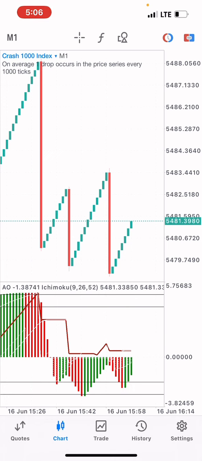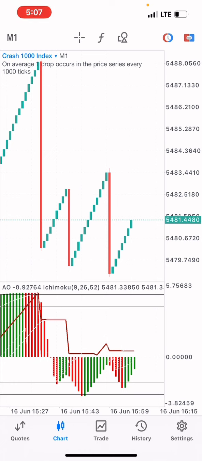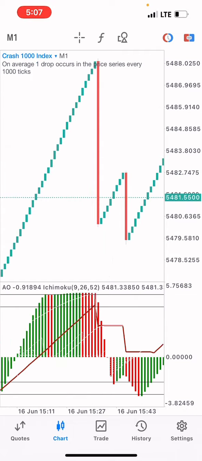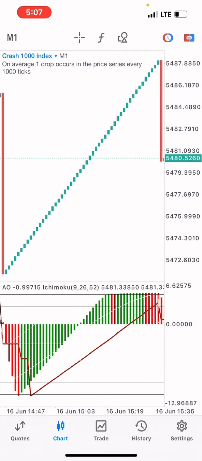I haven't tried this strategy on any other Boom and Crash markets except for the Crash 1000 and the Boom 1000 index market. So if you want to try that, you can go ahead and practice it first and drop your reviews. Let us know in the comment section how it went. Did it work for you on any other Boom and Crash assets, or did it not work? Just let us know, so that any other person who might want to attempt it can learn from you.